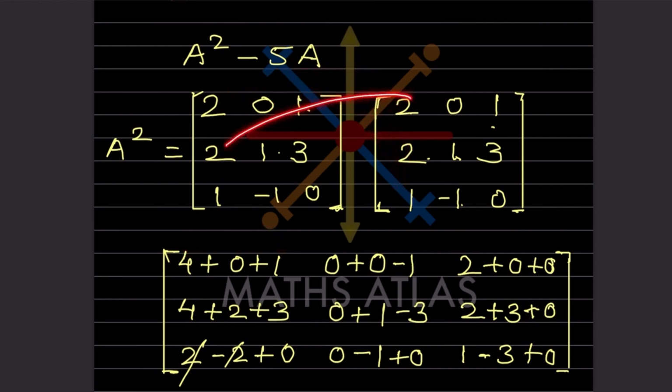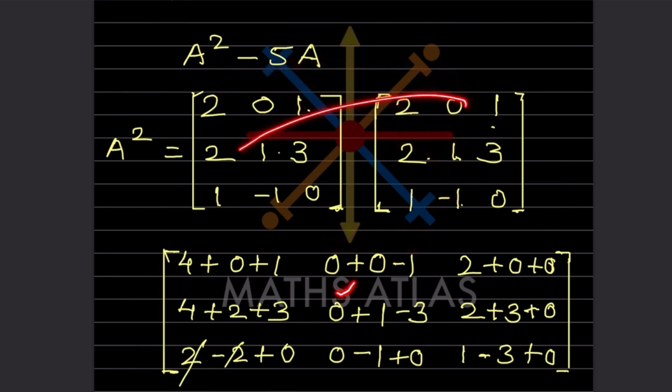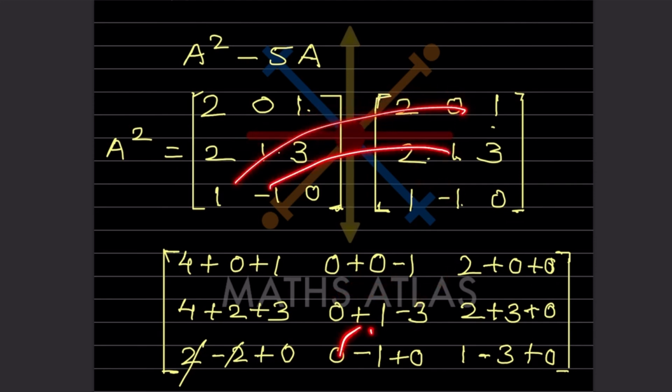Now let us see this one. 4, 2, 3. 2, minus 2, and this is 0. We have to put an addition sign in between. Now this is done. Now let us see for this column. This into this, that is 0. This into this, that is 0, minus 1. Now here 0, 1, minus 3. 0, minus 1, 0. Now again this is done.